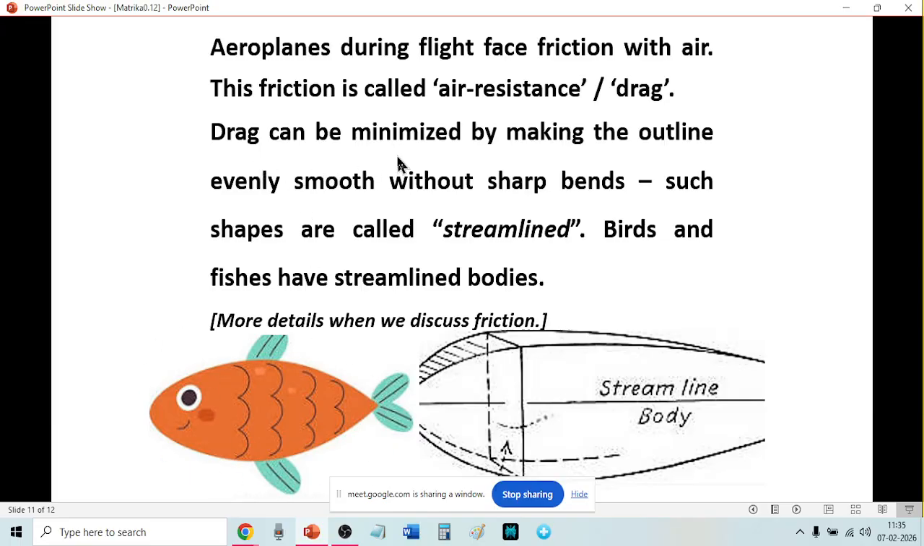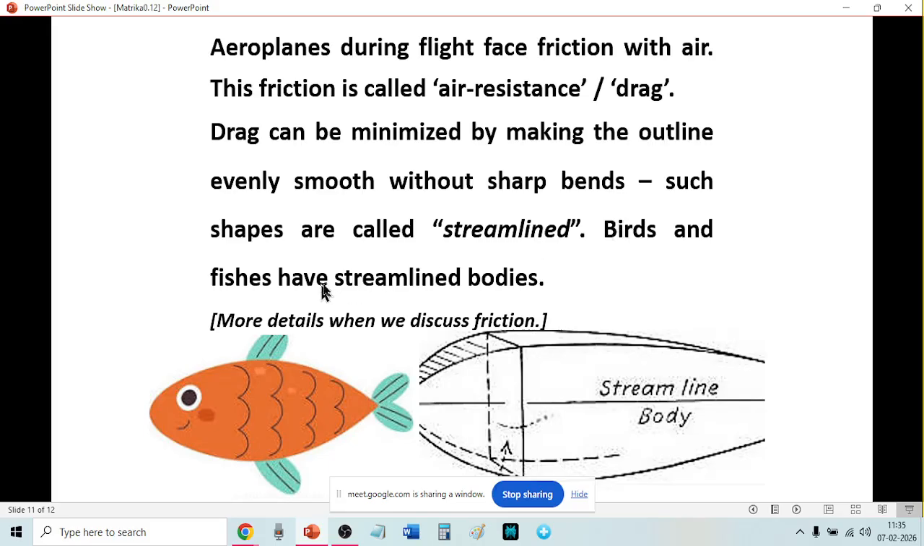Drag can be minimized. How to make the drag very small? By making the outline evenly smooth without sharp bends. See, no sharp bending, even smooth outline. This shape is called streamlined. The shape you can see for the aeroplane and the fish is called streamlined. Evenly smooth outline, no sharp bends.